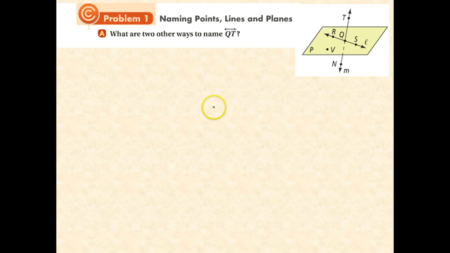So, what are 2 other ways to name line QT? So here's QT. This line sure is a cutie. So what are 2 other ways to name it? So we can name it QN. We can call it line QN. There's 2 points on the line. Or we could call it line TQ. There's 2 other ways to name line QT.